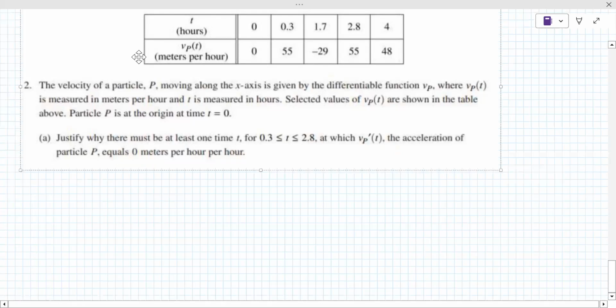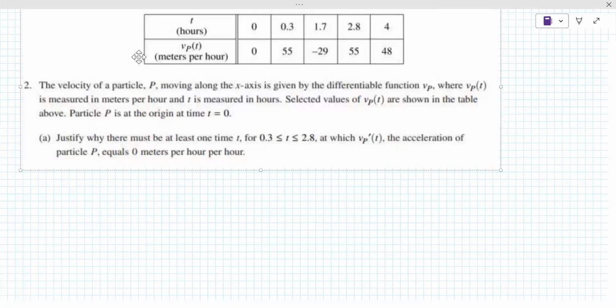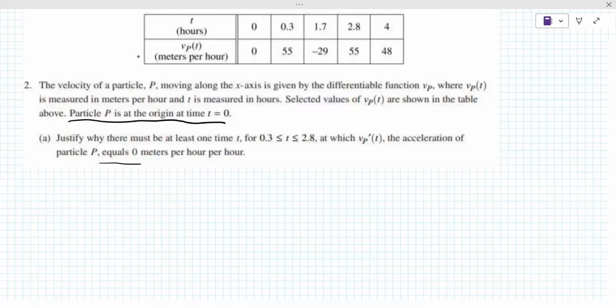All right, velocity of a particle P moving along the x-axis is given by the differentiable function Vp, where Vp of t is measured in meters per hour, that's the units, and t is measured in hours. Selected values of Vp of t are shown in the table above. Particle P is at the origin at time t equals 0. So that part of it's good for integration probably, or asking where the particle is. Now it says justify why there must be at least one time t for 0.3 to 2.8 at which v prime of t equals 0 meters per second.